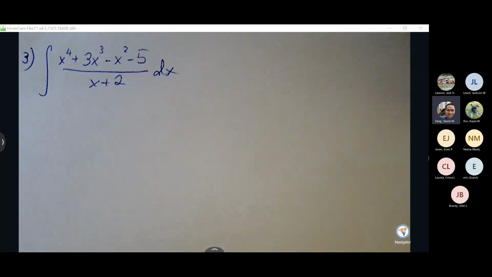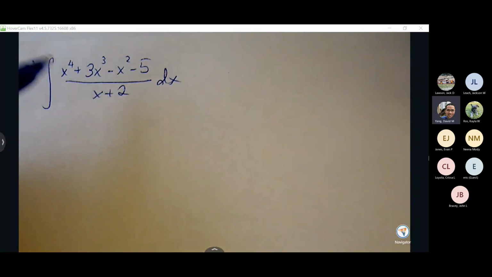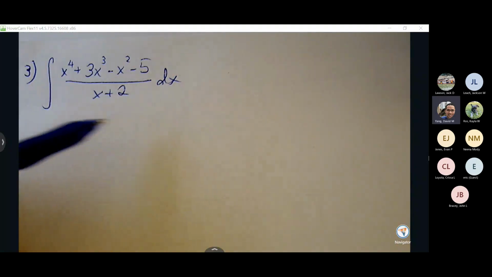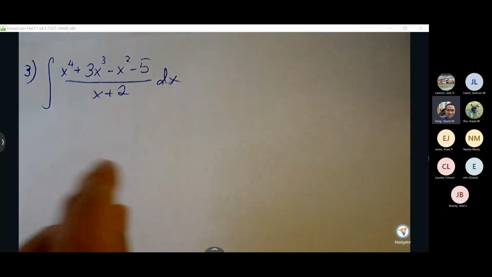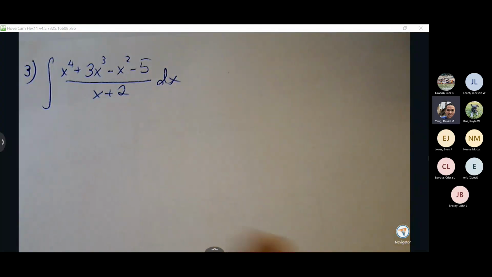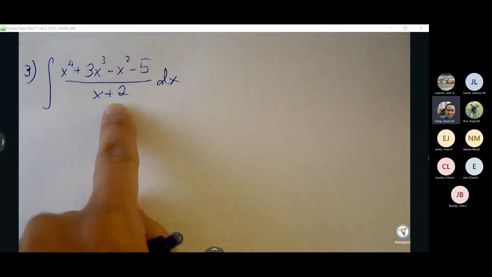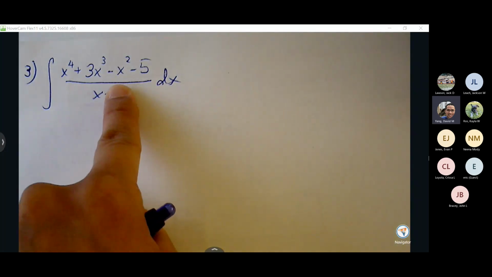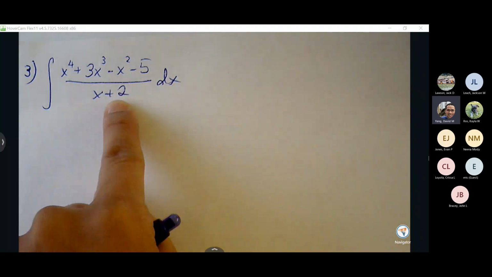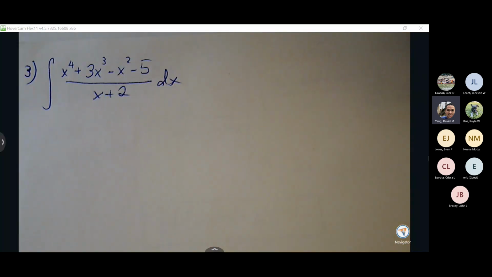Here's number 3. Number 3, also a rational function here. I always want to consider, okay, does power rule work? Because that's always my first option. Now, it would be good if there's only one term below, right? Then we can split up into individual fractions and separate them and treat them as individual terms. But that x plus 2 kind of forces us to look other places, right? It's not easy enough for us to just rely on power rule or expansion.